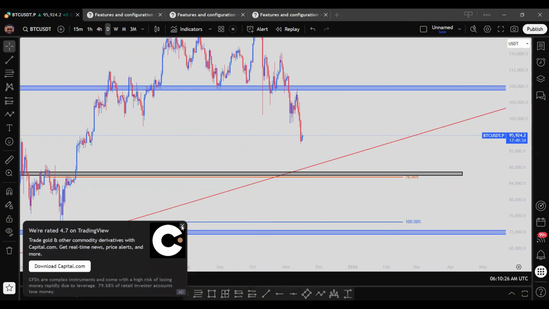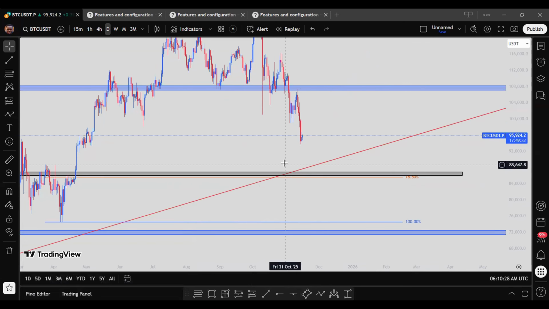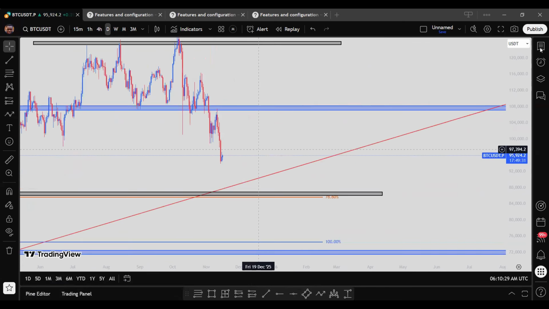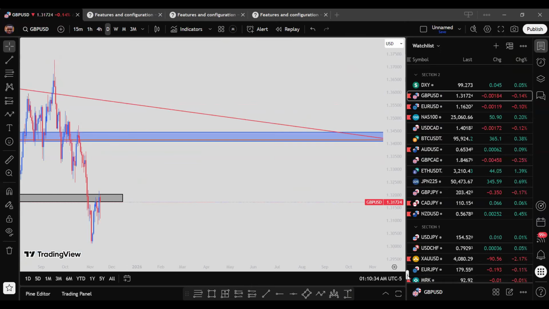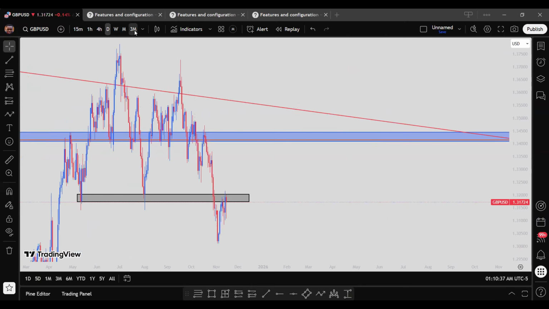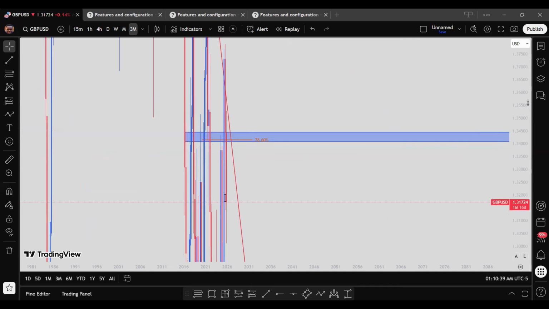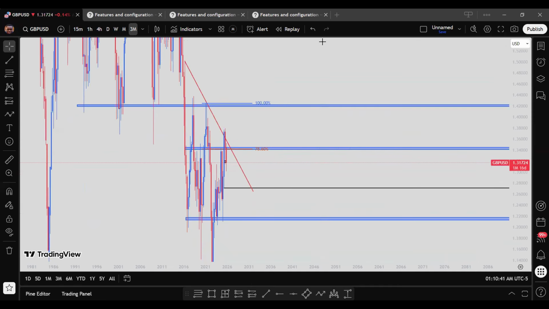After a break and then price reacts from here, I'll be more interested in getting into a buy trade on it. So that's going to be it for today's video. Like I just said on GBPUSD, let me quickly talk about it before I end today's video.